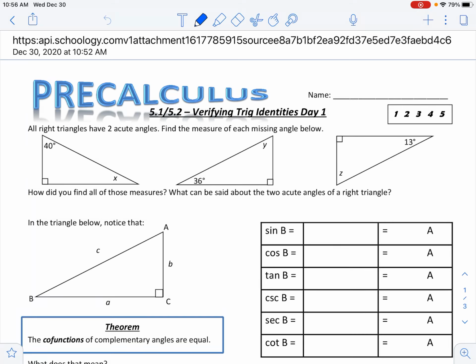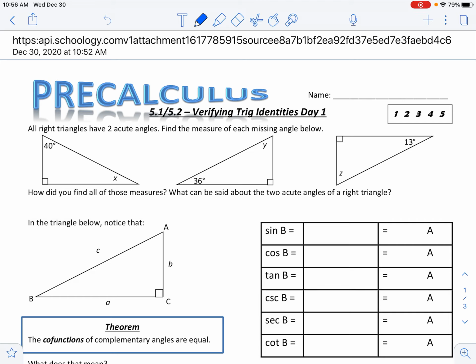Okay, so today we are starting 5.1/5.2, which is verifying trig identities. We're going to spend quite a few days on this. So this is the first day where basically you learn all of your formulas. Okay, so start. Here's our warm-up.